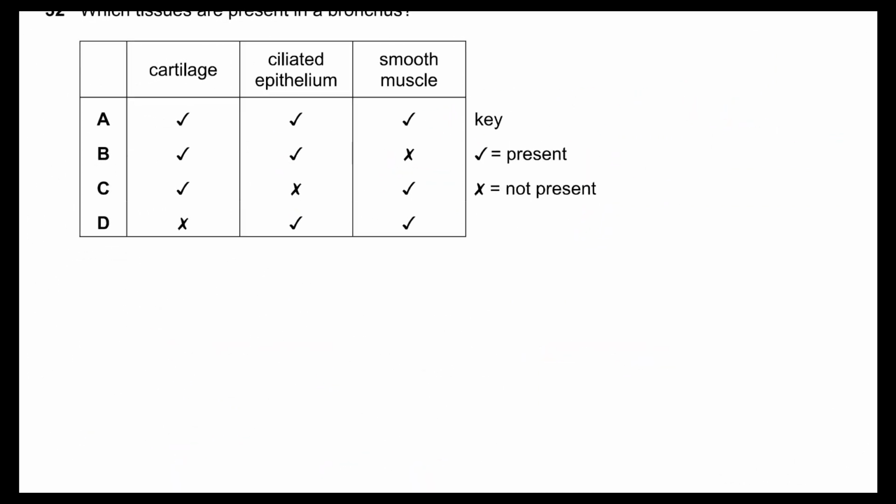Question number 32, which tissues are present in a bronchus? So, as I mentioned earlier, trachea and bronchus has both cartilage, ciliated epithelium, and smooth muscle. Therefore, the answer is going to be A.